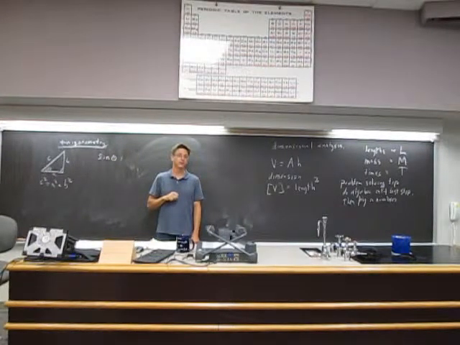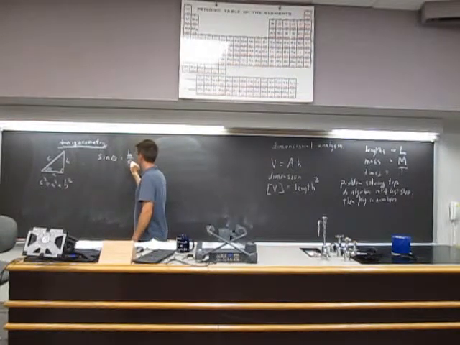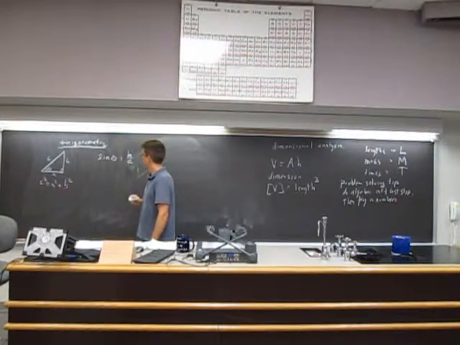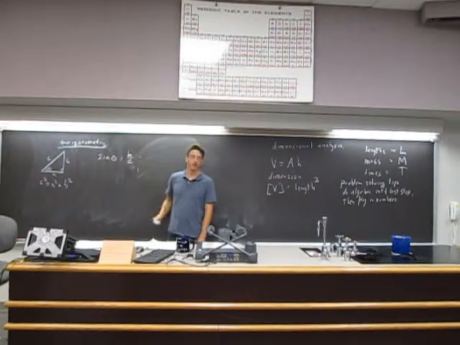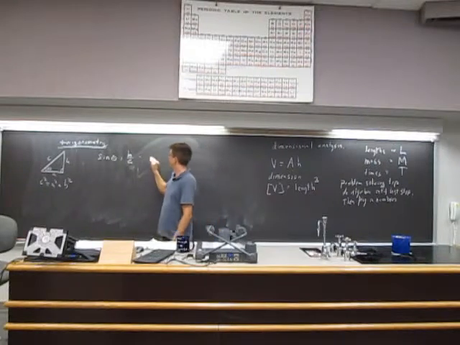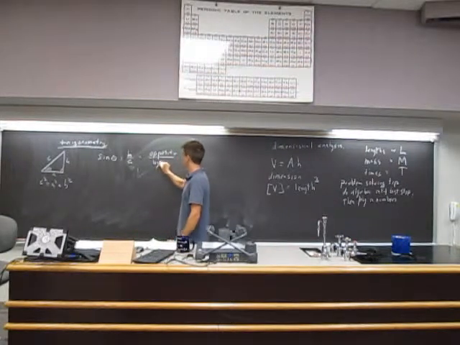Does anyone know? B over C. It'll be B over C. And that's because B is the opposite side over, and C is the hypotenuse. So, the opposite over hypotenuse.